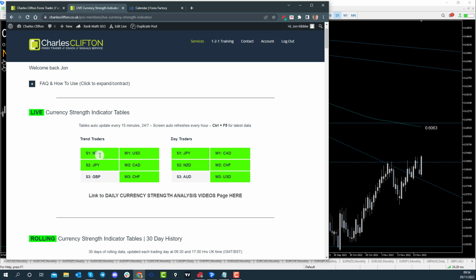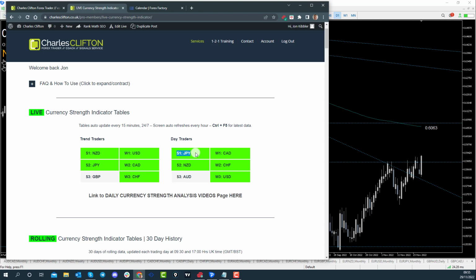Well, it shows us that the New Zealand dollar has returned to number one on the trend traders. It's then followed by the Japanese yen, which is the second strongest currency, followed by the pound as the third strongest currency. On the weak side of the table, the dollar remains the top as W1 on the trend traders, followed by the Canadian dollar as W2, followed by the Swiss franc as W3.